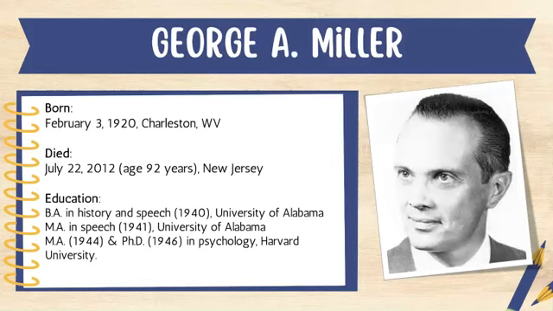Born February 3rd, 1920, George A. Miller was a pioneer psychologist who helped transition psychology from behaviorism to cognitive science. His work on short-term memory and chunking has been highly influential in education, artificial intelligence, and human-computer interaction.